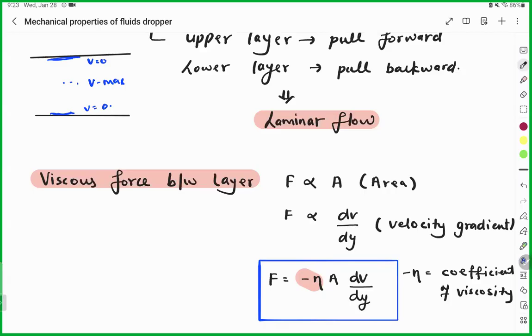That's why eta is explained by the nature of the material, temperature, and all these factors. It also depends upon the area. If you have more area, more viscous force; less area, less viscous force. Area of contact, remember, not overall area, area of contact. I will mention this.